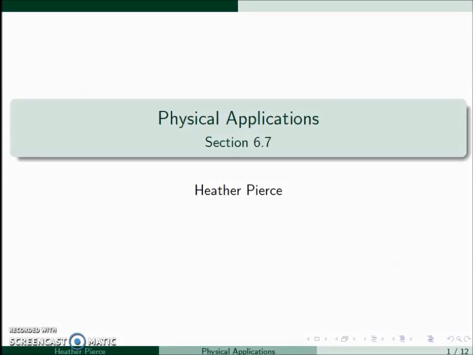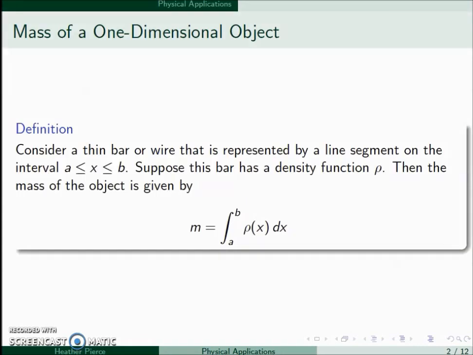We will now look at some applications of these integrals. So we start with the mass of a one-dimensional object. If we consider a bar or wire that's represented by a line segment on an interval from x equal to a to b, and we're going to suppose this bar has a density function given by rho, then the mass of the object is given by the integral from a to b of rho of x dx.